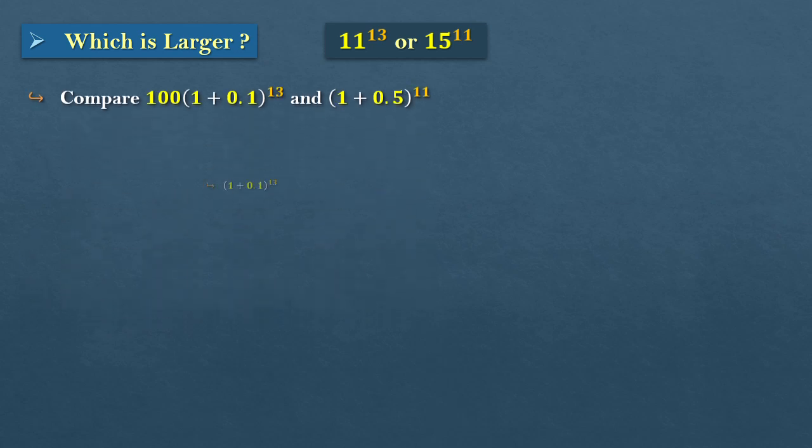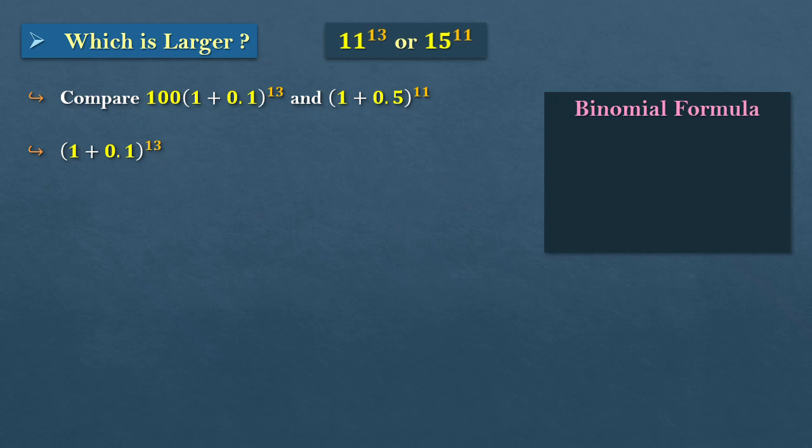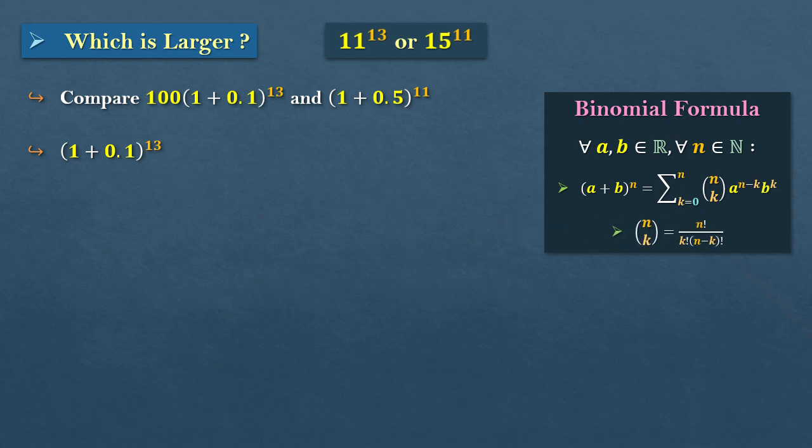We now estimate (1 plus 0.1) to the power of 13. Using the binomial formula, for any real numbers a and b and any natural number n, we have (a plus b) to the power of n is equal to the sum from k equals 0 to n of the binomial coefficient n choose k times a to the power of n minus k times b to the power of k, such that the binomial coefficient n choose k is given by n factorial over k factorial times (n minus k) factorial.